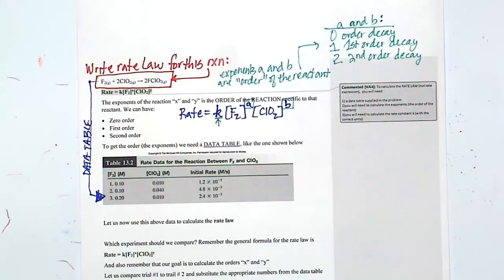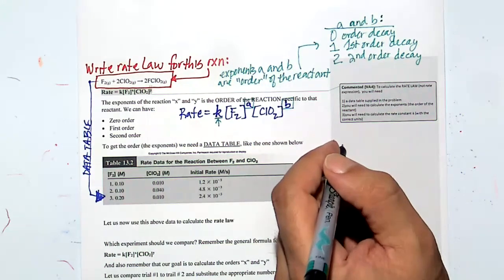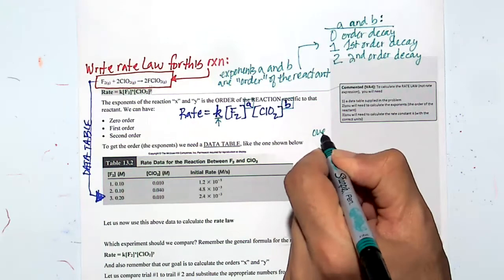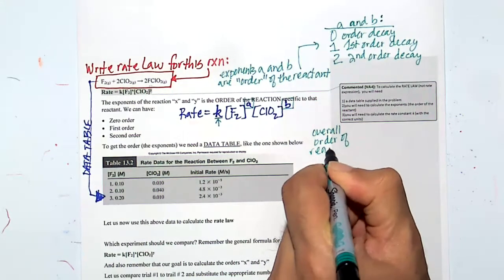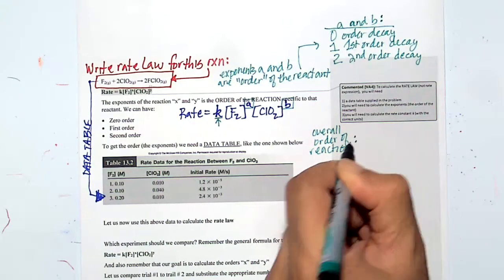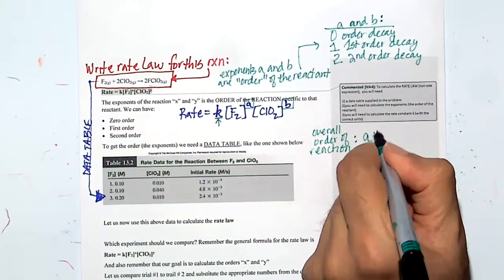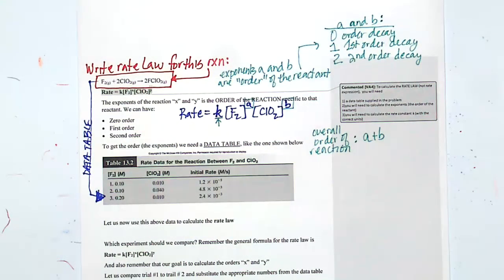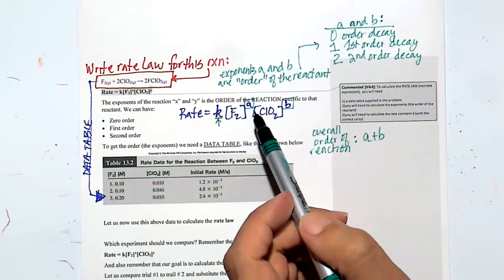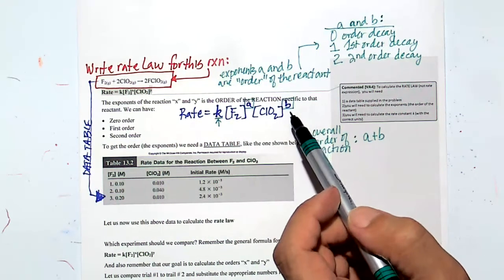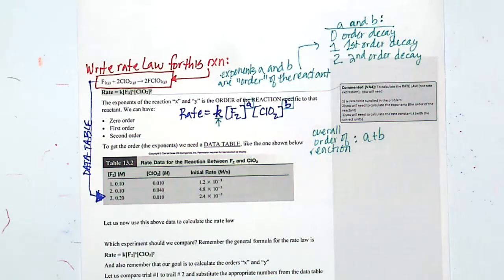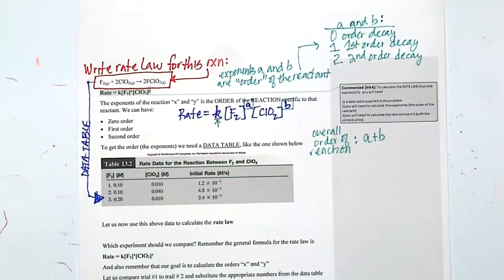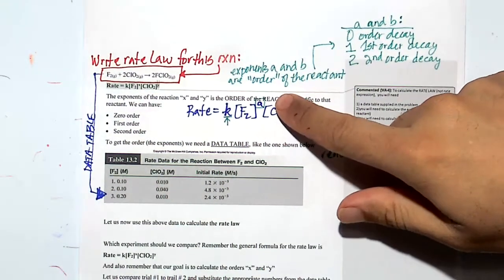And the overall order of the reaction is A plus B. Whether F2 goes by 0, first, or second order decay, whether ClO2 goes by 0, first, or second order decay, the overall order of the whole combined reaction is A plus B. All right, so we got to find K, we got to find A, we got to find B.